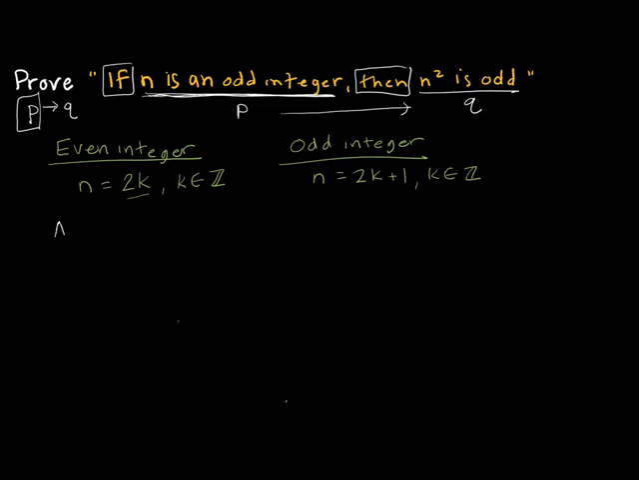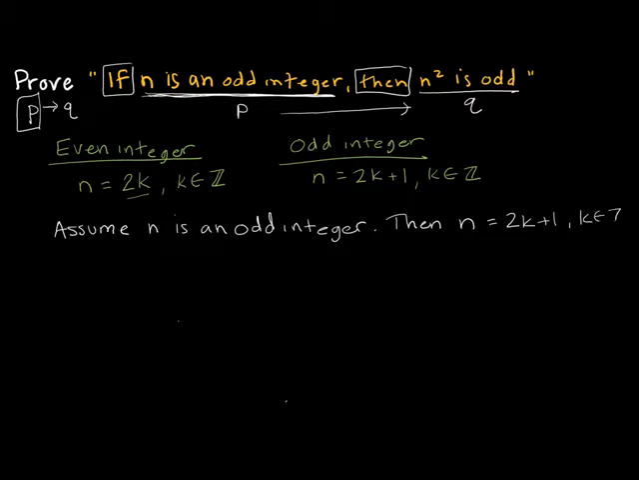When we start a direct proof, we assume P is true. So I'm going to assume n is an odd integer. Based on that, I'm going to use my definition of an odd integer that says then n equals 2k plus 1, where k is some other integer. And now I'm going to go about proving what I can say by definition of an odd integer.